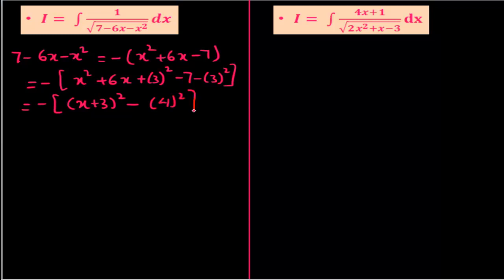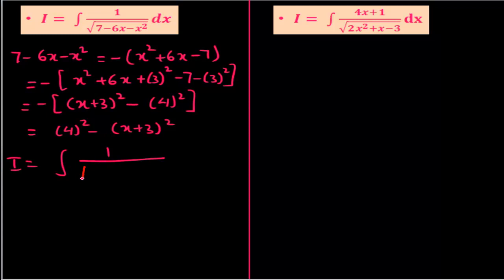16 can be written as square of 4. Now multiplying this minus inside, this term becomes positive. We get square of 4 minus square of x plus 3. So this is actually 7 minus 6x minus x square, written in a different form. So write this in the denominator under the square root in the given integral. So we have integral of 1 divided by square root of difference of these two perfect squares, square of 4 minus square of x plus 3, dx.